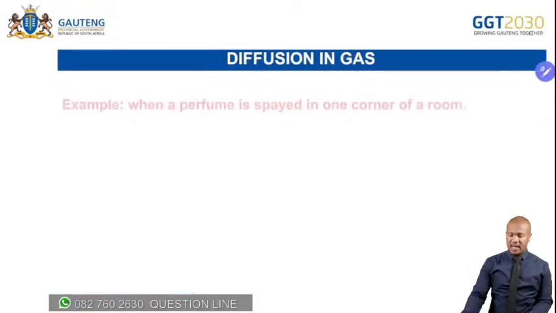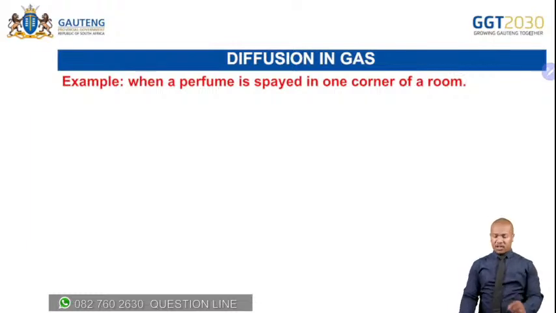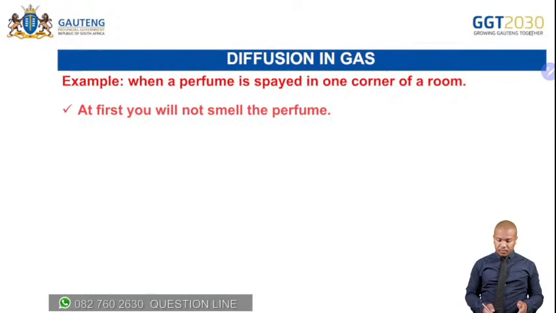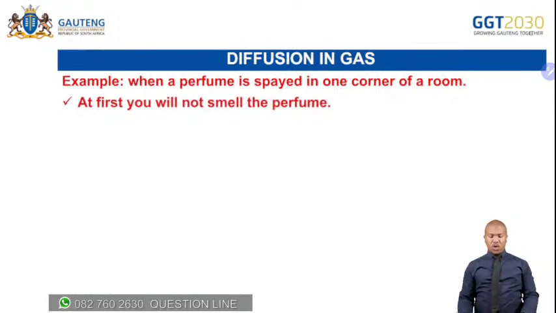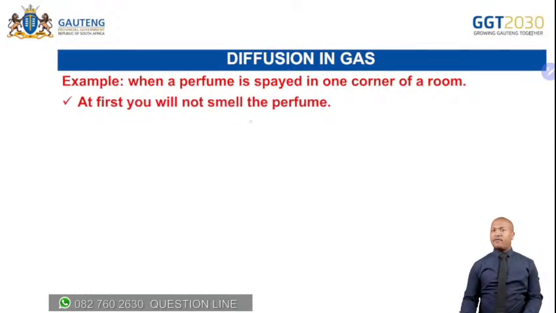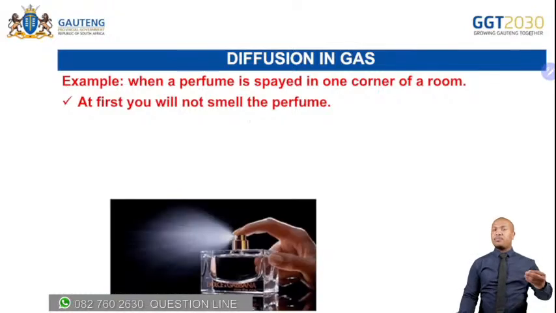Right, let's use a practical example for diffusion in gas. When a perfume is sprayed in one corner of a room, so we're all familiar with that one, right? When you spray that cologne in the morning, it only smells around you up until a certain time, right? So now, at first, you will not smell the perfume, right? We're talking about the next person now.